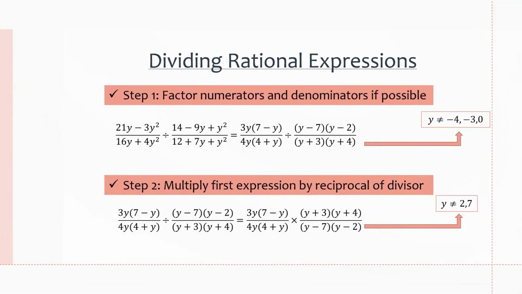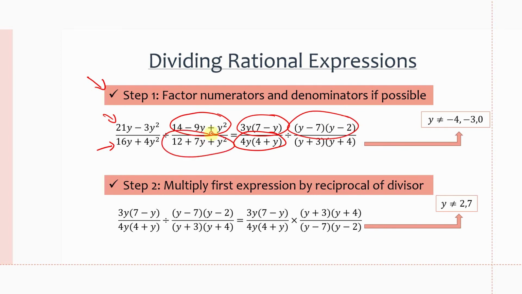Now on to dividing rational expressions, and this process will almost be identical. We are just adding one more step in between. Again, we want to factor the numerators and denominators if possible. So in this example, we have a 21y - 3y², which we factor out a 3y, and we get 3y(7 - y). We have 16y + 4y², and here we can factor out a 4y, and we get 4y(4 + y). We have a simple trinomial here, which we factor to (y - 7)(y - 2), and another simple trinomial here, which we factor to (y + 3)(y + 4), right?